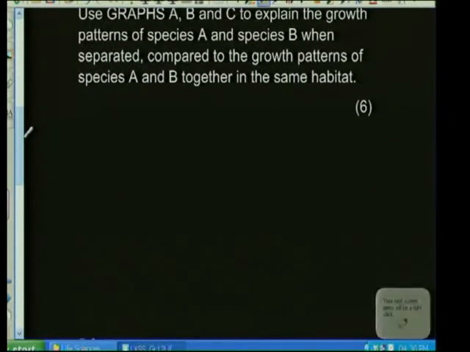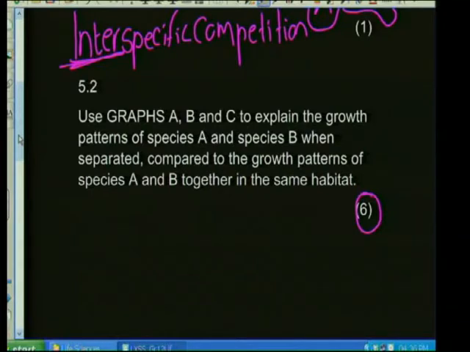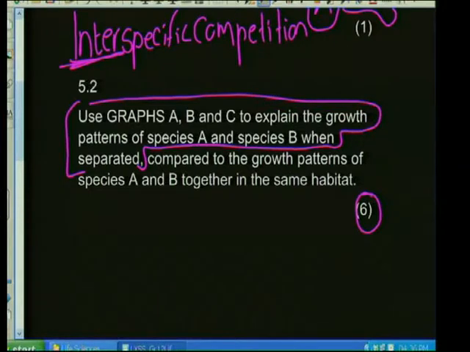Now question number 5.2. The first thing that you have to notice, again, is mark allocation. It is worth 6 marks. That is quite a bit that you have to write about. But let's have a look at the question to see the pointers you need. Using graphs A, B, and C, explain the growth patterns of species A and species B when separated. So there we go. That's the first thing. What do they want to know? First point. Tell me what happened when they were separated. That's the first one.